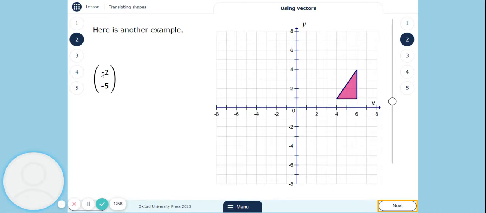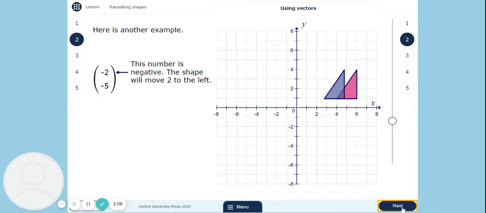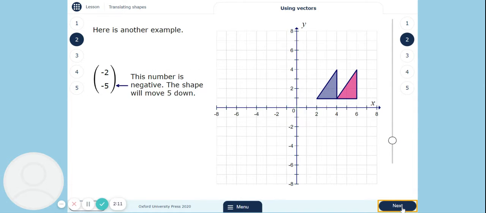I've got another example. These numbers are negative. So in this case, because it's how far right, minus 2 right actually means 2 to the left. And minus 5 in the up position means it's going to move 5 down. So positive numbers, it's going to be right and up. Negative numbers, it's going to be left and down.